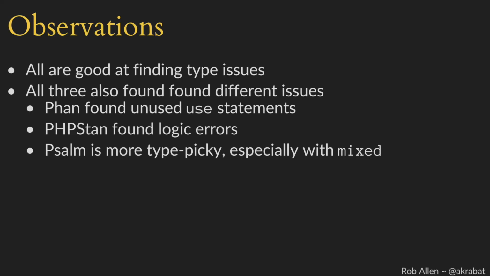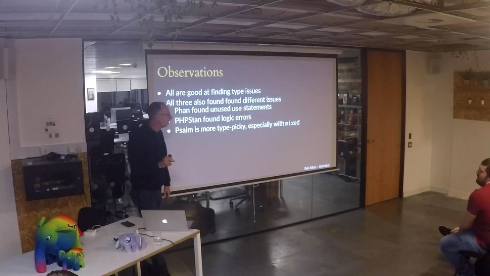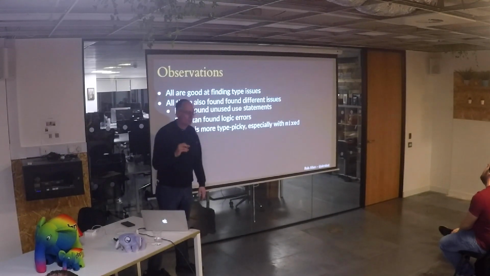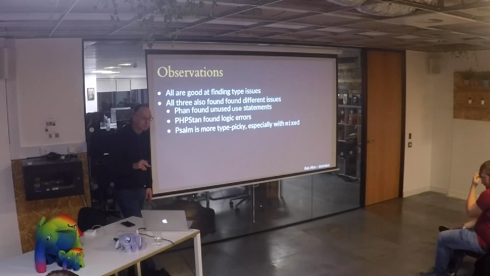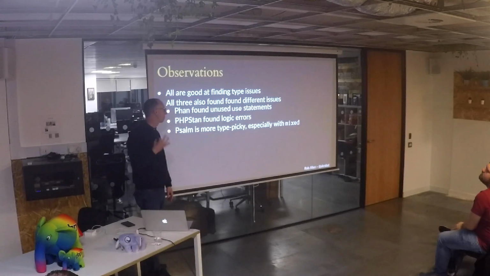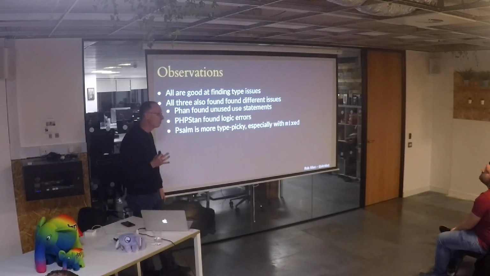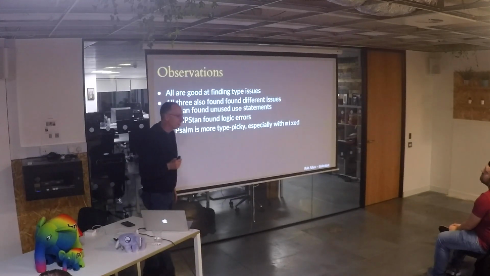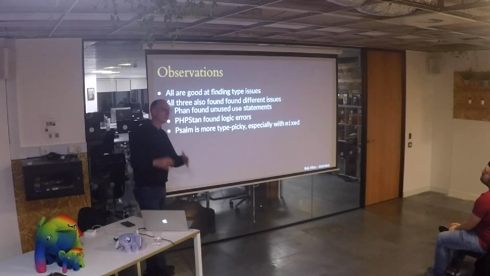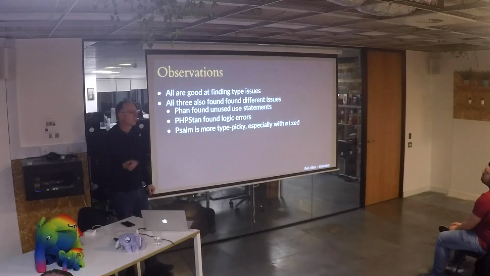Some observations from running these static analyzers over my code base. They're all good at finding type issues. If you've got type issues in your source code, they will find them for you and report them in excruciating detail. They also found different types of bugs, and what was quite interesting is that they all found different ones. Each one of them found an issue in my source code that the other two did not report, which was quite an interesting side effect. Phan was particularly good at finding things like use statements, imports that weren't actually required for the actual source code. That came up a few times.